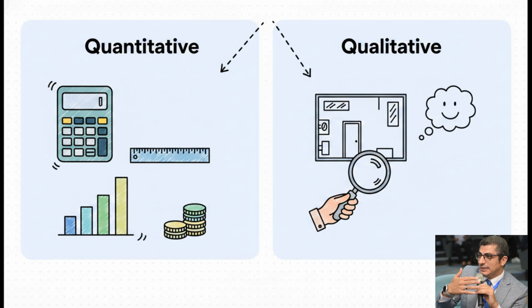Qualitative, on the other hand, sounds like quality. This is all about human judgment and feeling, like observing how welcoming a store's layout is, or just the general vibe of a neighborhood. The brilliant part? The factor rating method allows us to use both.